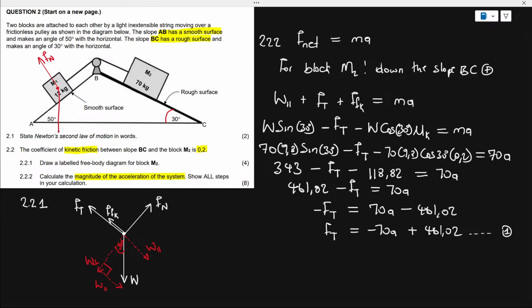So that's our normal force. That is the weight. And then what else do we have? It's the tension, of course. And then we're told that AB has a smooth surface, meaning that there's no friction in this case. And then likewise, we've got the perpendicular component of the weight, and we also have the parallel component of the weight. Remember, the parallel component is always in the direction that is down the slope, okay? And so this angle will be 50 degrees.